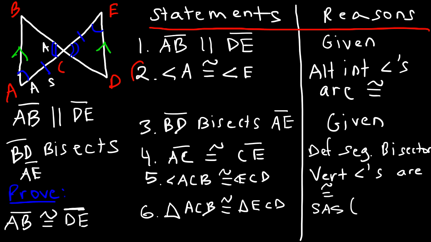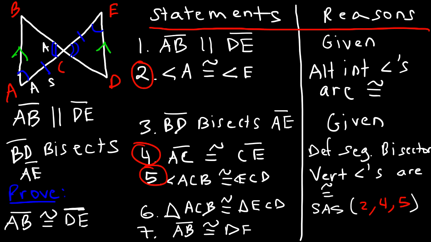First we had the angle, which corresponds to statement 2: angle A equals angle E. Next, we proved that the sides were congruent. So AC is equal to CE, which is statement 4. And then the vertical angles are congruent, which was based on statement 5. So now we can make the final statement that segment AB is congruent to segment DE using CPCTC.